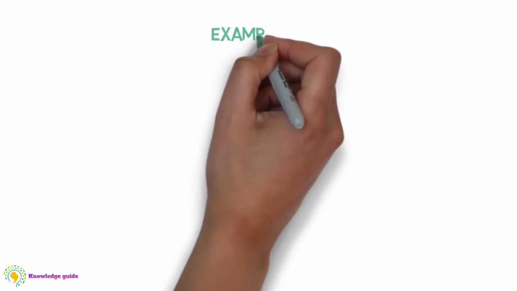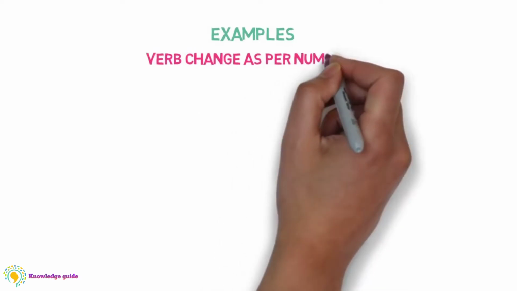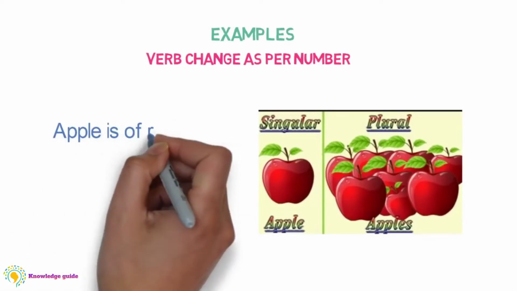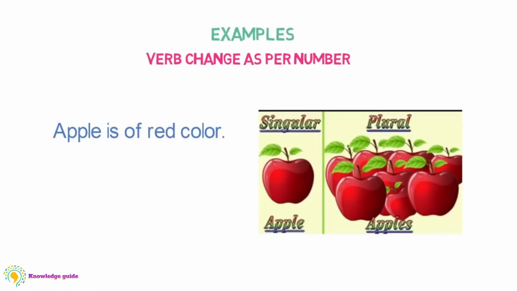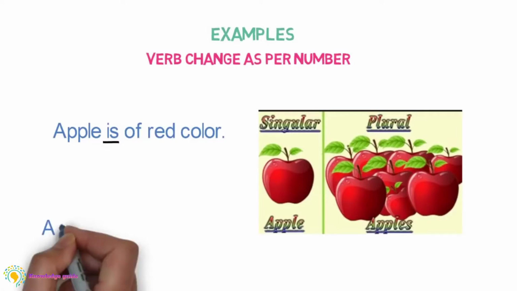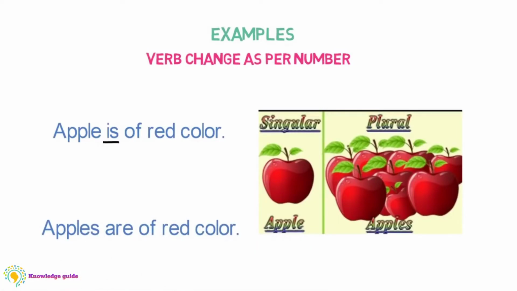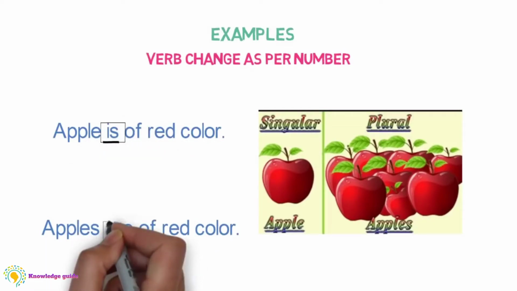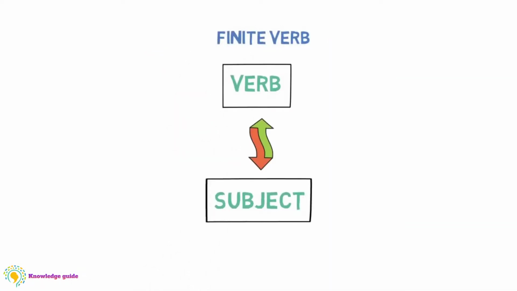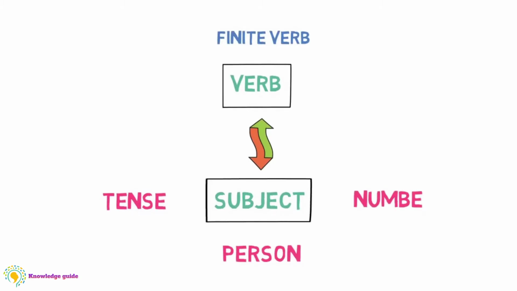Now let us look at examples of verbs changing as per the number. Here the subject may be singular or plural. For example, apple is of red color. Here the apple is in singular form and so the verb is. Let's look at one more example to understand. Apples are of red color. Here the subject apples is in plural form and thus the verb is are. You can see here the verb is has changed to are as per the change in the number of the subject, and both is and are are finite verbs. So friends, now we have learned that finite verbs change as per the tense, person, and number.